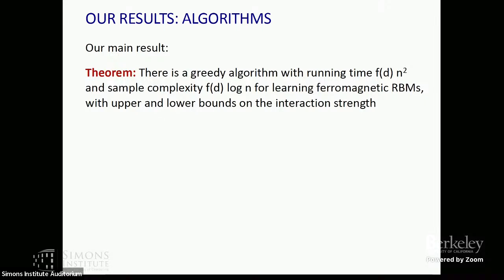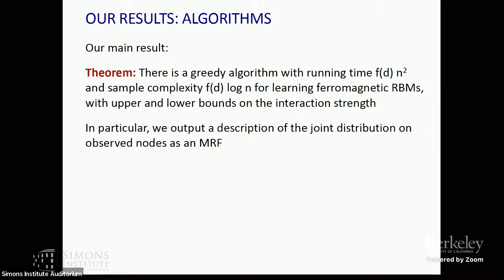So our main result is that there's a simple greedy algorithm which runs in f of d times poly n time with sample complexity f of d times log n, which learns ferromagnetic RBMs. But again, you need these upper and lower bounds on the interaction strength to do so. In particular, what does learning mean? So we output a description of the joint distribution on the observed nodes as a Markov random field. So there's a fairly strong notion of learning.